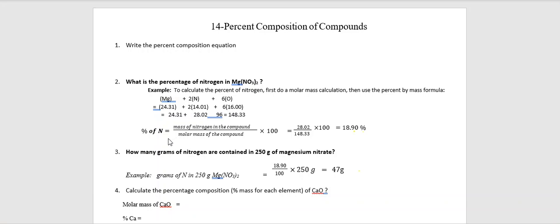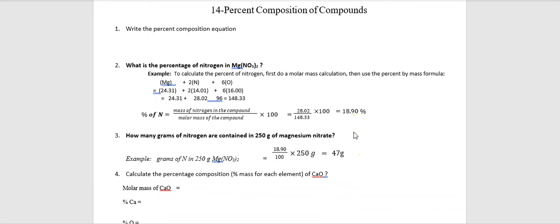What was the percent of nitrogen? Well, the total mass of all the nitrogen was 28, so it's 28.02 divided by the mass of the whole thing times 100. So the percent nitrogen in this compound is 18.9%.